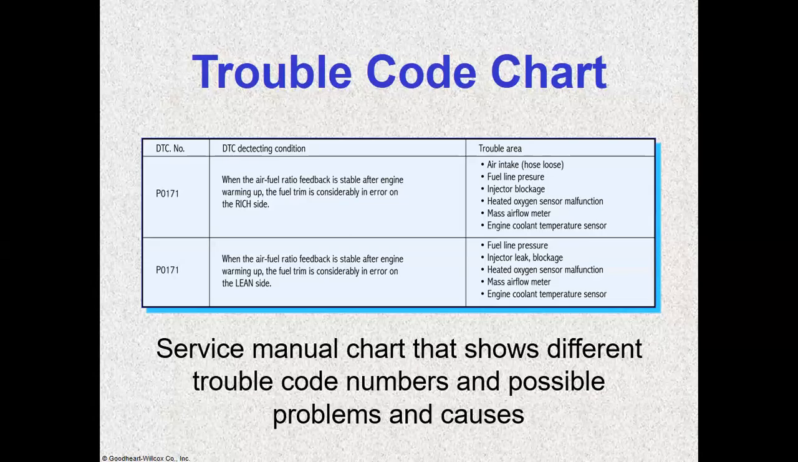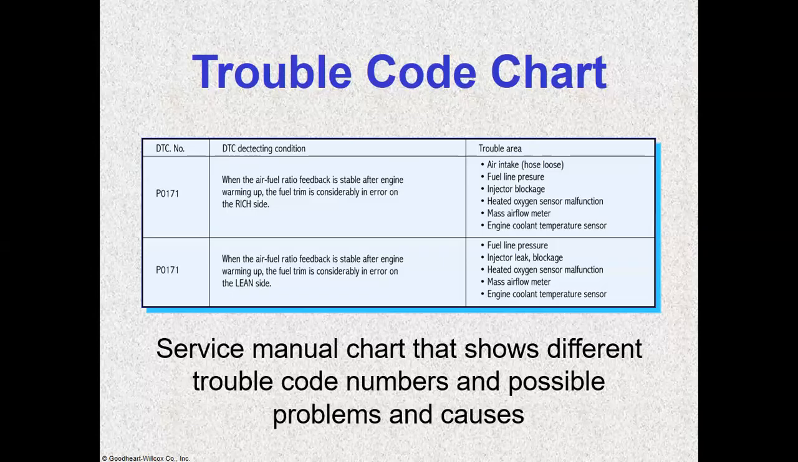So after it goes back into closed loop, when it finds it still has a rich mixture, the computer will actually try to make an adjustment to a certain amount. And if it makes that adjustment and nothing changes, it's going to trigger the code. Because the computer can compensate to a certain extent. Anything out of that, it will just deem as a fault. And over here we have our trouble areas.